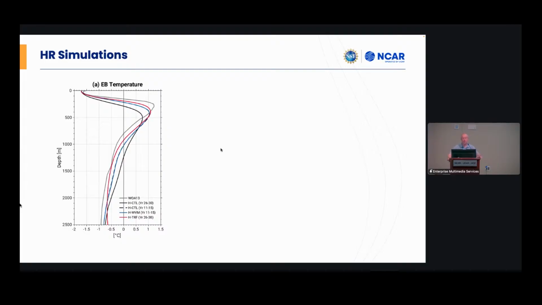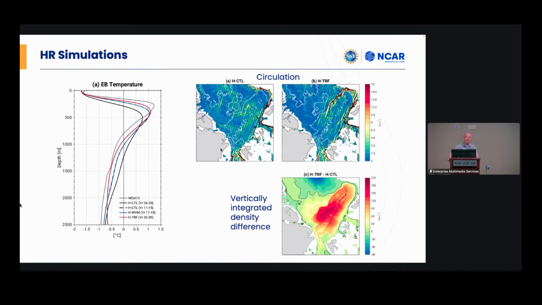Again, the gray line and the black line are from observations and the control simulation, respectively. Initial 15 years is shown by the dashed black line. That is, so you can see the propagation of the bias from what we start with and what we end up with after 30 years at the black line. When we do the trough restoring in this case, we can see that again in high res, it is actually making a big difference. In this case, the circulation patterns are interesting.